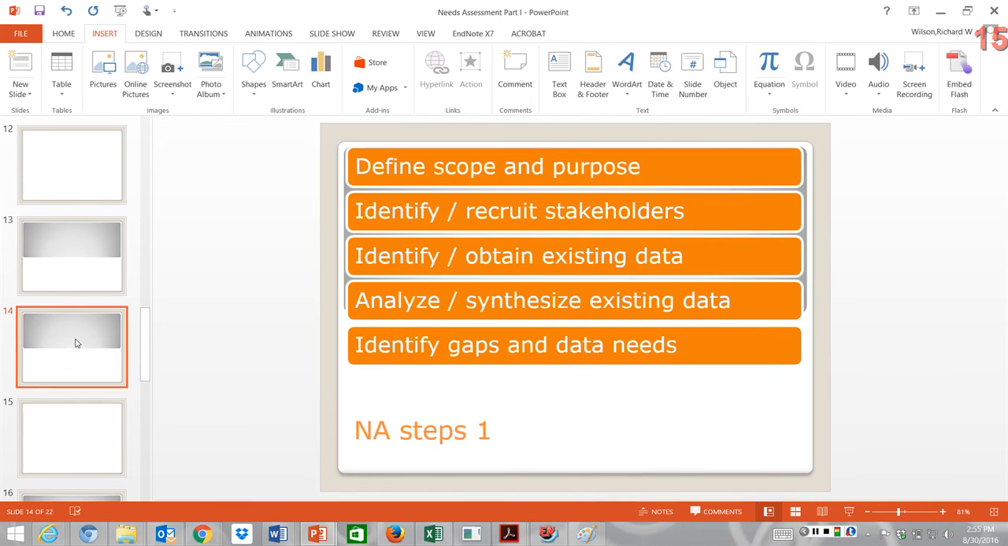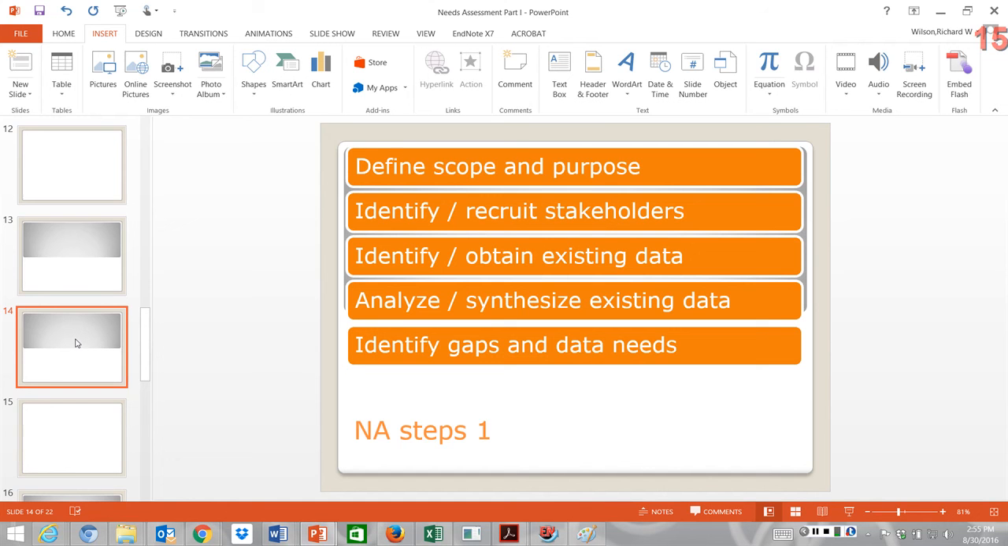I want to go through several steps for needs assessment. The first step is to define the scope and purpose of what we're doing. We want to articulate ahead of time what is the purpose of doing our needs assessment. What are we trying to learn? What is the scope? Is it narrow or broad? It's important to give some thought to that.